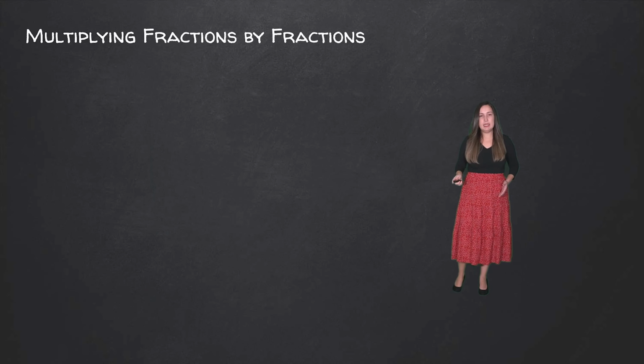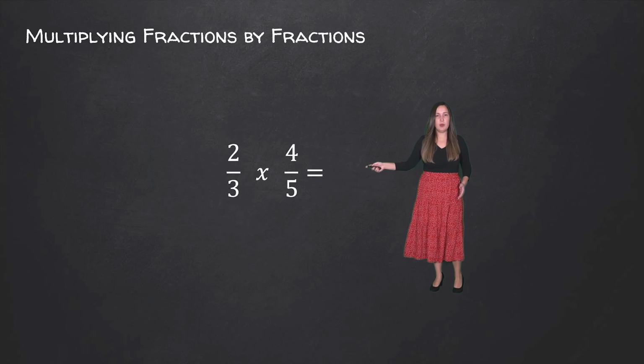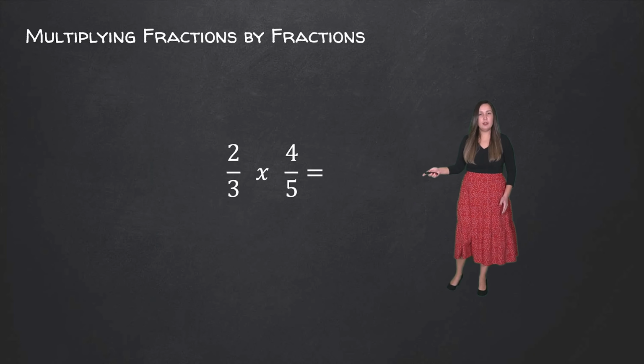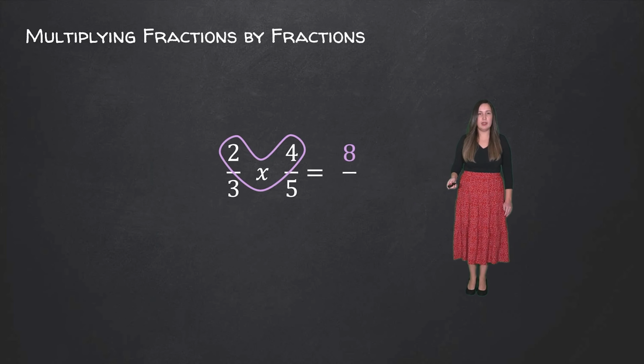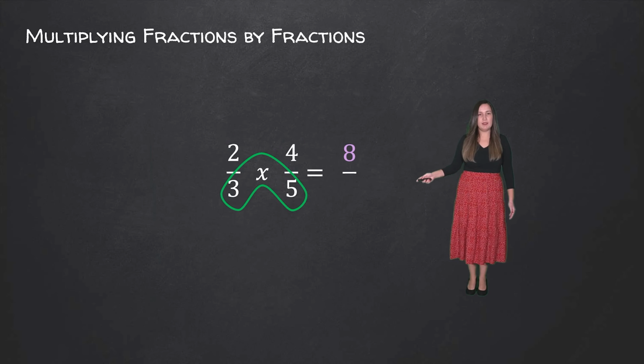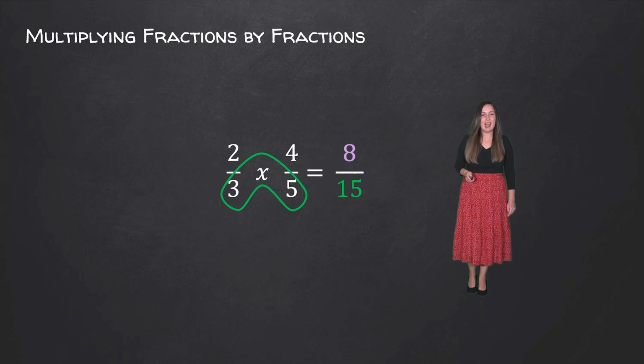Now, if we didn't have our model, we would have to go ahead and multiply our numerator by our numerator, which is 2 times 4, and that would equal 8. And then multiply our denominator by our denominator, which is 3 times 5 is equal to 15. And we got the same answer here, 8 out of 15.